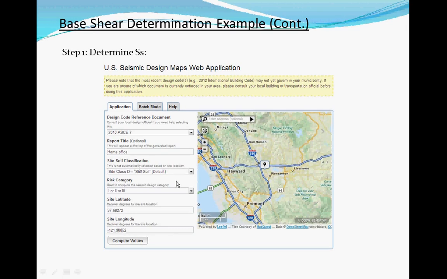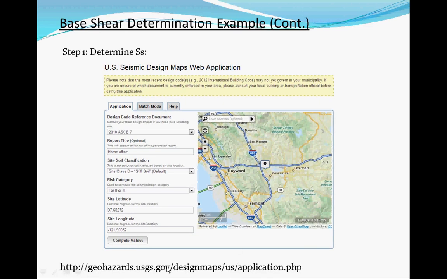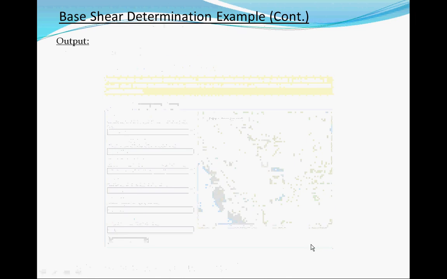This is the USGS website. You put in the code that you're designing for. I just titled it home office, classification D, risk category 1, 2, or 3. They don't really distinguish it. Then site latitude, site longitude, and then you say compare values. It will give you this. This is the location to get this map. So if you know it already, then that's good.